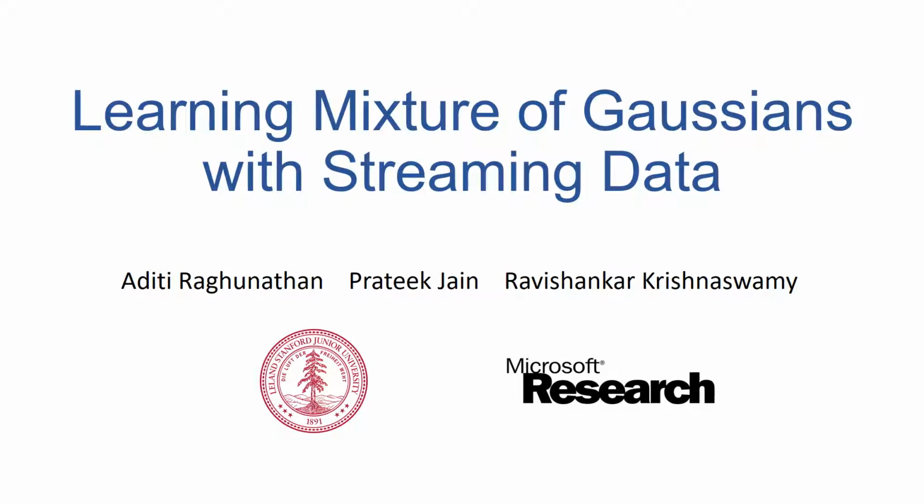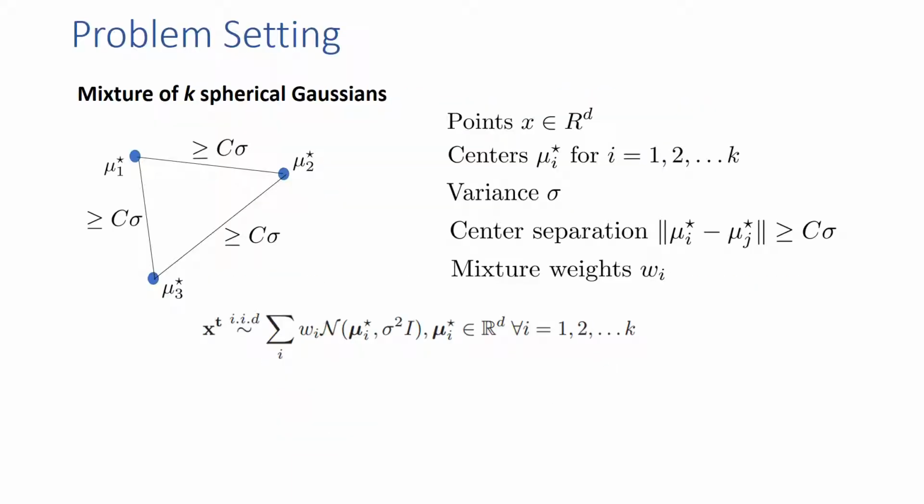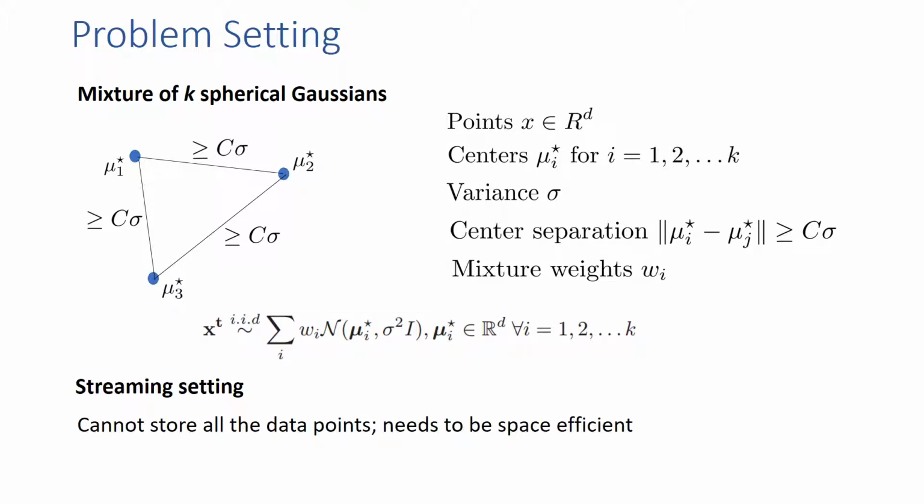Learning mixture of Gaussians with streaming data. We are interested in clustering data points into K clusters. We make the standard assumption that the data comes from a mixture of spherical Gaussians with some unknown variance sigma. Centers of each pair of these clusters are separated by more than c sigma for some constant c.